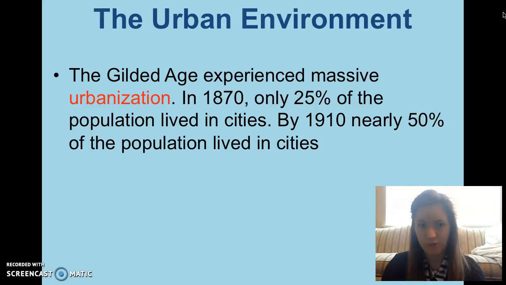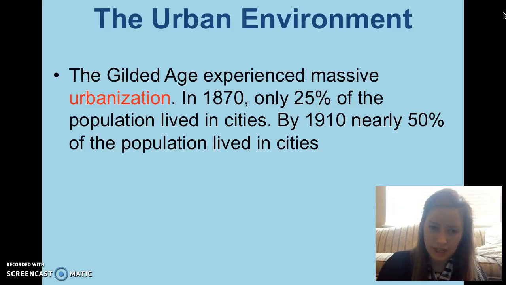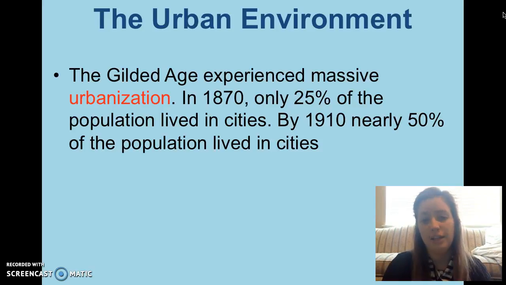Okay, the urban environment. The important thing to remember from this slide is urbanization. Urbanization means that people started to move to cities. Before, there were a lot of farmers and people living in rural areas, in small villages. But now they were starting to be more concentrated in big cities like New York, and this was aided by all the immigrants that came in, because they generally settled in big cities as well.